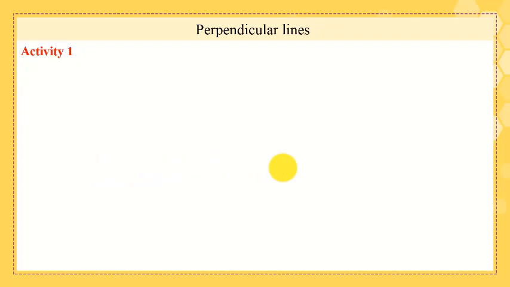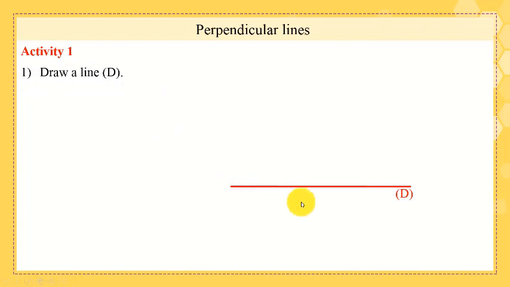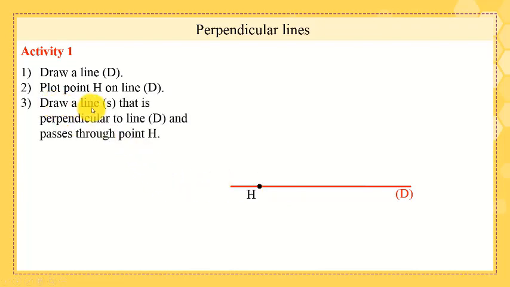Let's solve this activity that expresses how to draw perpendicular lines. Draw a line D. This is the first step. In order to draw two perpendicular lines, at first we should just draw a straight line. We name it D. Plot point H on line D. This is line D. Put the point H on line D. Draw a line S that is perpendicular to line D and passes through point H.